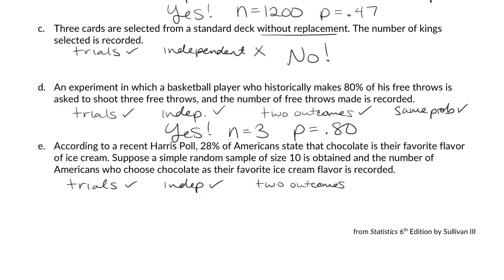Are you sure? What's the question here again? Is chocolate your favorite or not? I'm not asking you what is your favorite flavor of ice cream. I'm asking, is chocolate your favorite flavor or not? Is that 2 outcomes? Yes. So how you ask the question changes whether you have a binomial experiment. Is there the same probability for each trial? Yes. Which means that this is also a binomial experiment where the n is equal to 10 and the p is equal to 0.28.